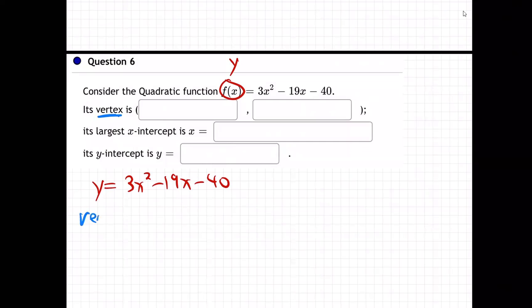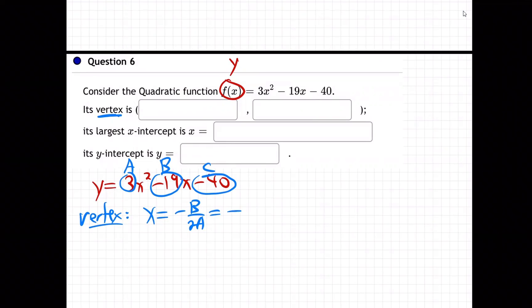How do you find the vertex? Well, we use the magic formula. X is negative b over 2a. So that'll find the x value for the vertex. And what are A, B, and C? A is the 3, B is the minus 19, and C is the minus 40. You peel off the numbers in front of x squared, x, and no x at the back.